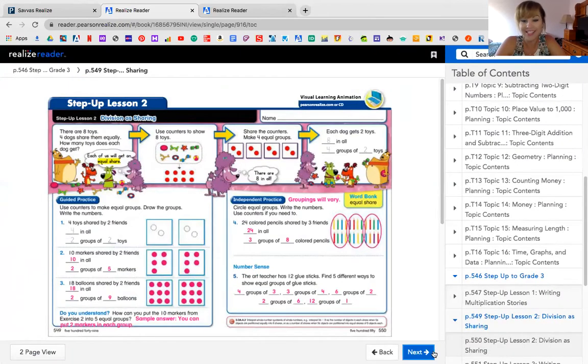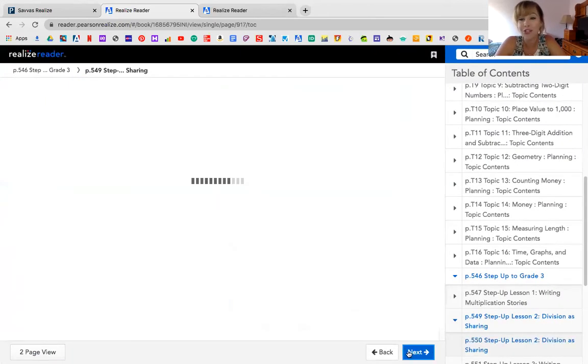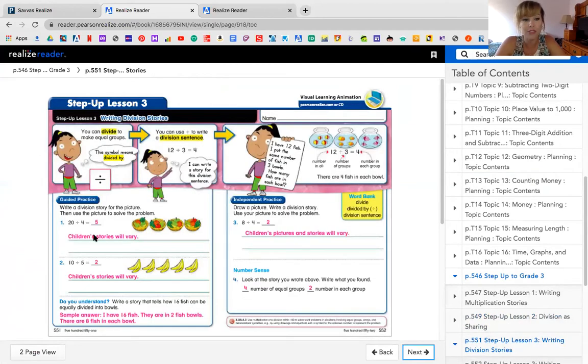I hope you guys are kind of excited for this because really multiplication is fun. Once you guys understand it and you get it memorized, multiplication is a lot of fun, I promise you.